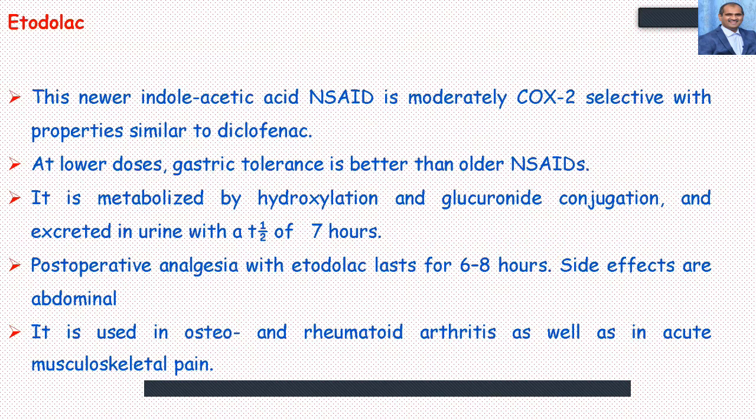Of course, it is used in osteoarthritis and rheumatoid arthritis as well as in acute musculoskeletal pain. Suppose you are a sports person and after jogging and running, severe muscular pain is there, then etodolac is a classical agent which cures very fast. Whereas if you take aspirin and other drugs, they are not such good anti-inflammatory agents.